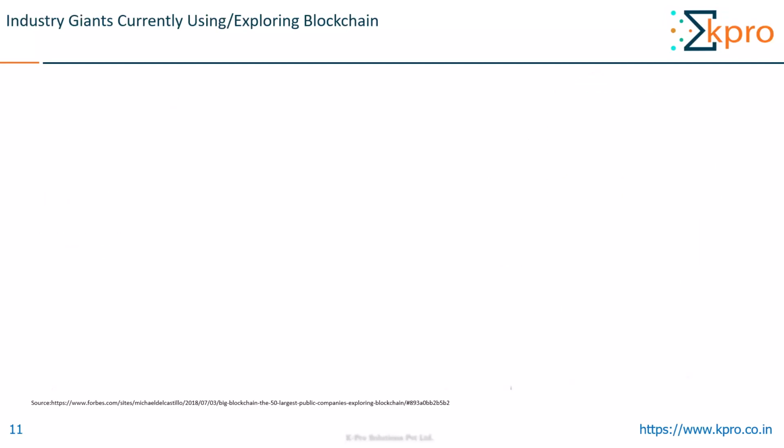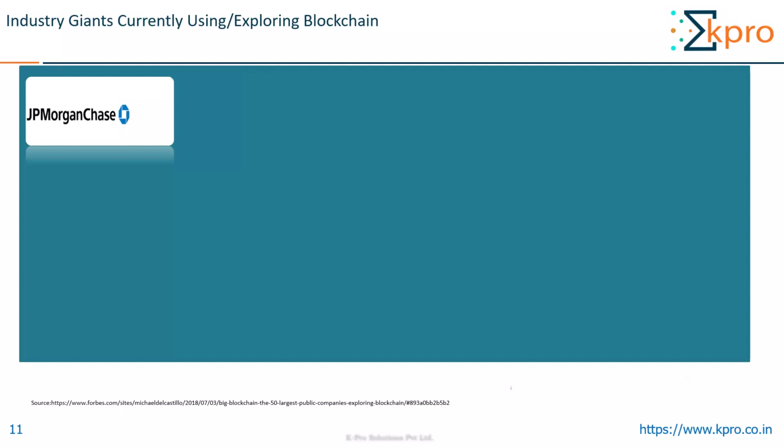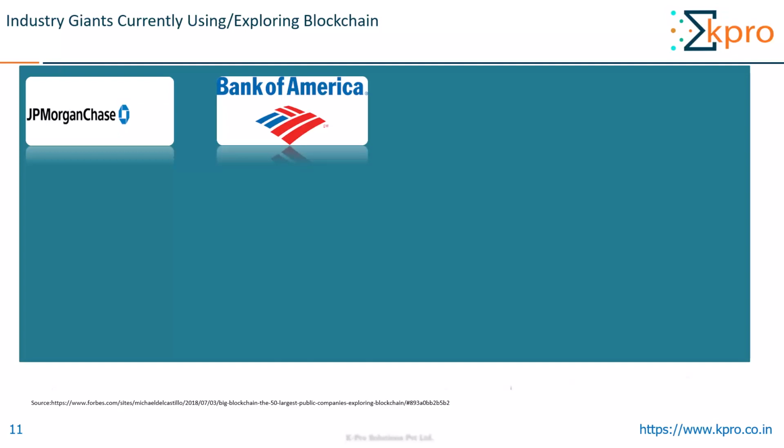Next, let us see the industry giants that are currently using or exploring the blockchain technology. The first one among them is JP Morgan Chase and Company. Since contributing the blockchain platform Quorum to the open source community, a number of developers have expressed their interest in this technology. The next one is the Bank of America. Bank of America is one of the most prolific patentees of blockchain technology and is now working to automate the process of creating letters of credit using Ethereum blockchain.